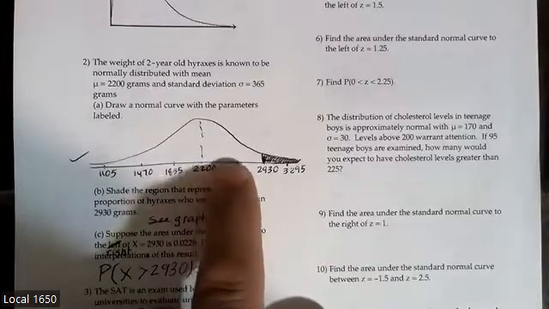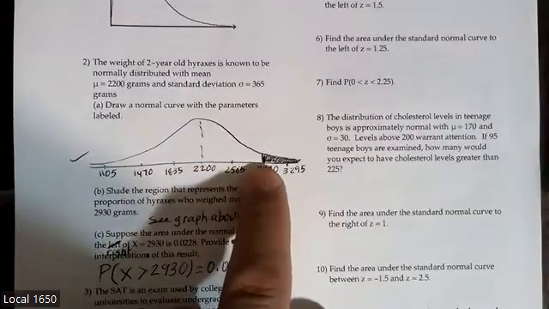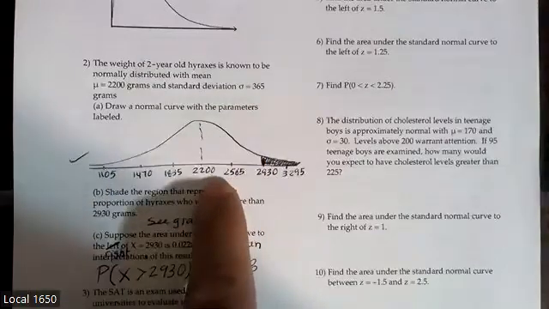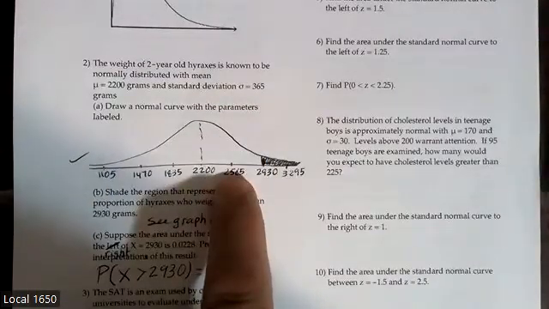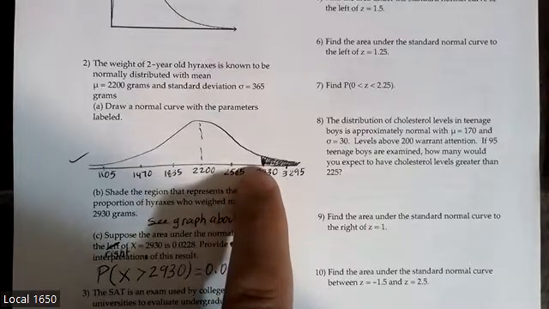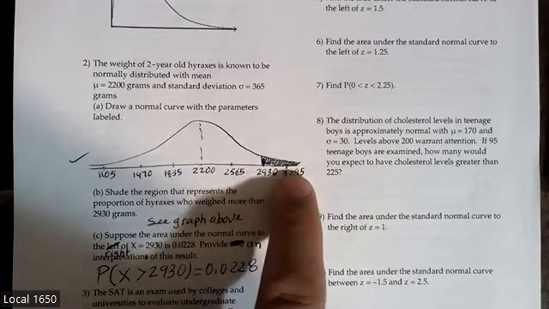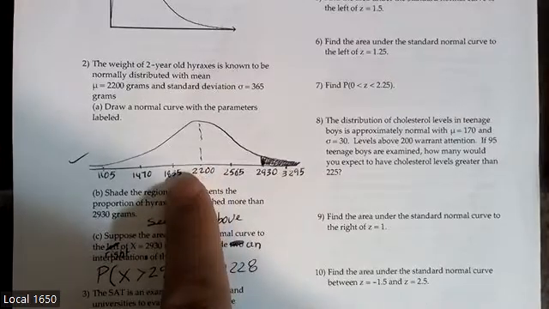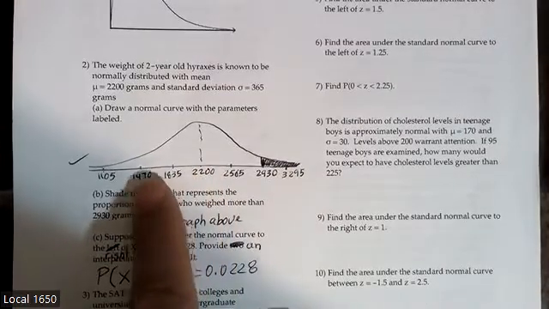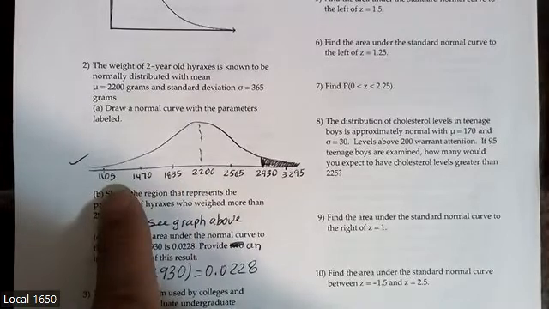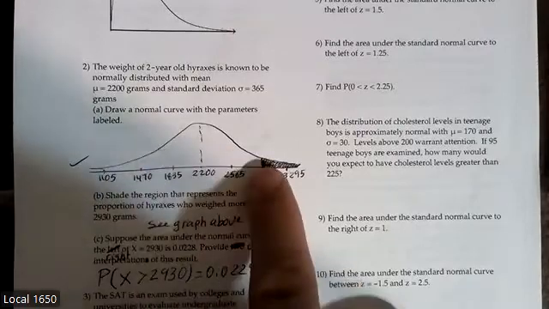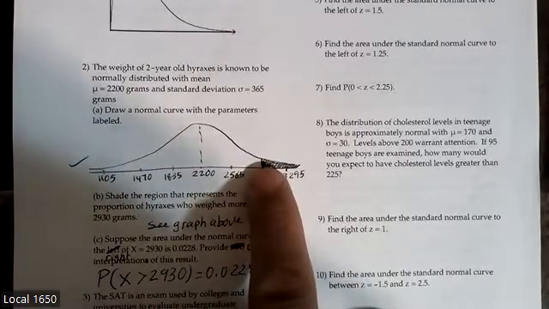And if you move one standard deviation to the right and another one, you just add 365 each time. So this is 2,200 plus 365. This is another 365 and then another 365. On the left, guys, you have to go below the mean: 1 standard deviation below, 2 standard deviations below, 3 standard deviations below. And if you go 3 standard deviations below the mean and 3 standard deviations above the mean, you cover almost 100% of the data set.